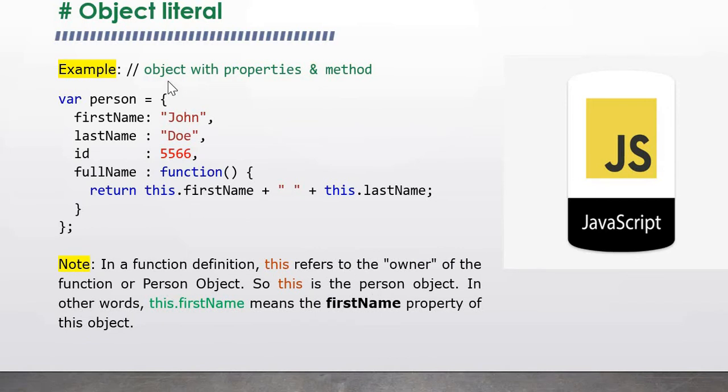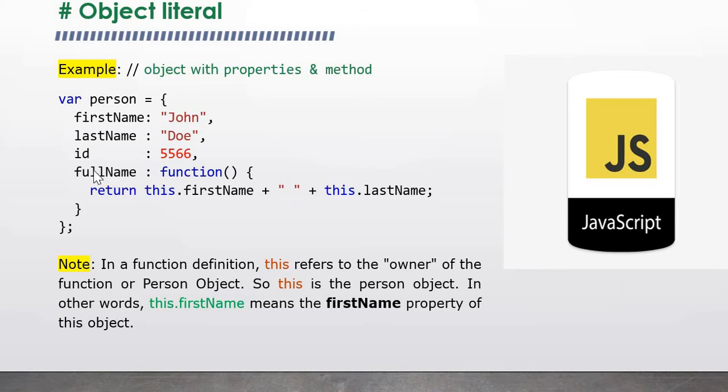So next, object with properties and methods. We know an object is used to hold properties or methods, or could be both. So let's see an example of how we can create an object with properties and a method. Here, again, the object name is person, and the keys are first name, last name, and ID, like John Doe, separated by commas.